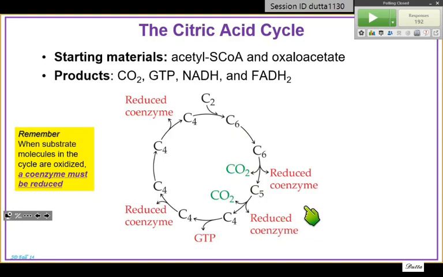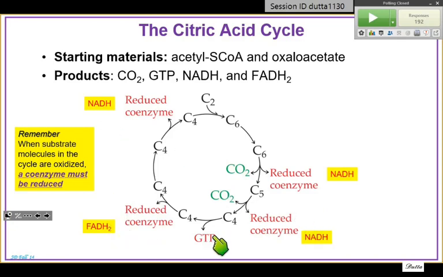So how many reduced coenzymes are formed? 1, 2, 3, 4. What are they? So they are NADH, NADH, NADH, 3 NADH, and this is FADH2. These are very important to know, the numbers, to calculate how you get 32 from 1 glucose unit. Okay? So that we are going to discuss later. How do you get 32? So the numbers are very important. 1, 2, 3, and 4.